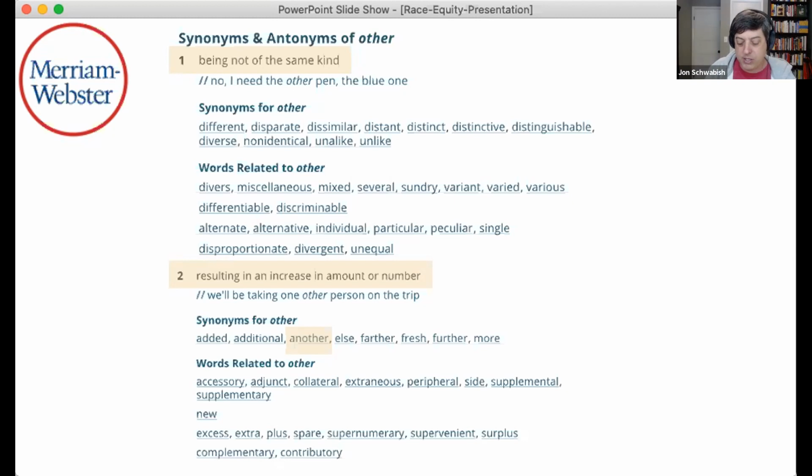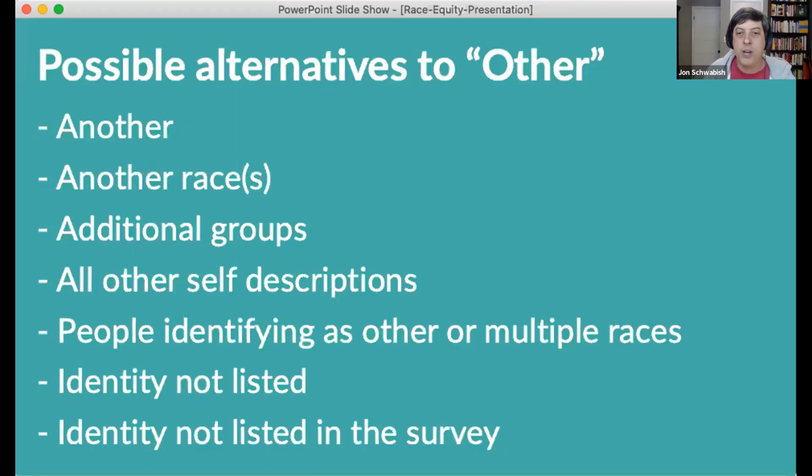Language is evolving. We've thought about a few other alternatives to this word other that we think people communicating data can use. Another race or races, additional groups, all other self-descriptions, people identifying as other or multiple races, identity not listed, or identity not listed in the survey.